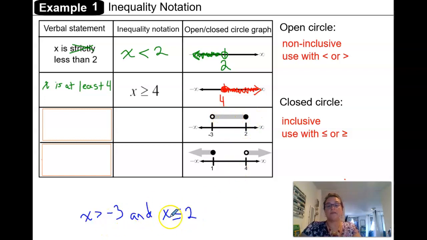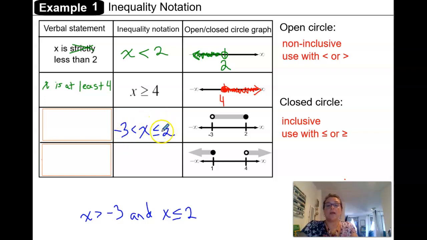So for these things both to be true, right, that would lock the shading in between, and that's a compound inequality. Instead of writing this all out as x greater than -3 and less than or equal to 2, we can simplify that notation by using the compound inequality -3 is less than x, which is less than or equal to 2, right? Those say the same thing.